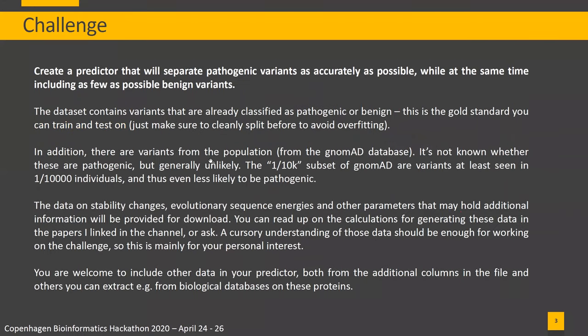There's a bit more detail on this slide on the data you have. I wrote this up mainly for the people actually doing the challenge, so it's somewhat technical. Basically, there is data that's already classified that you can consider a gold standard. And then there is data that comes from population sequencing. So there are grown-ups walking around with it. Probably these variants aren't terrible, but it's not a gold standard. And this is basically the kind of data you start from. And I linked an article in the channel that you can use for additional information.